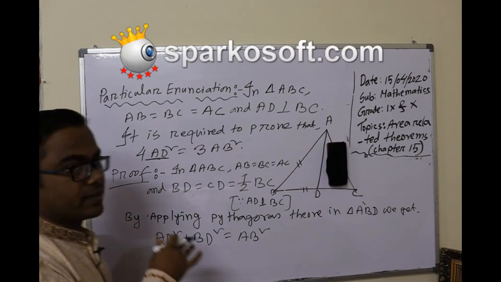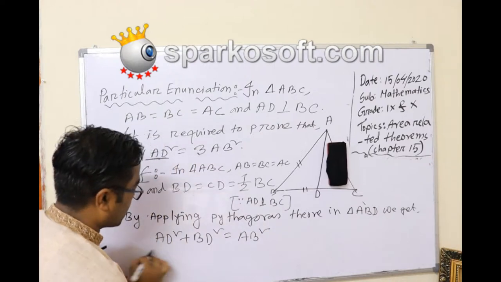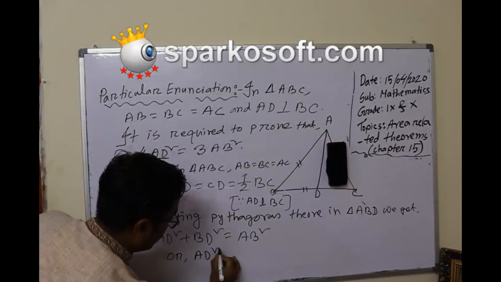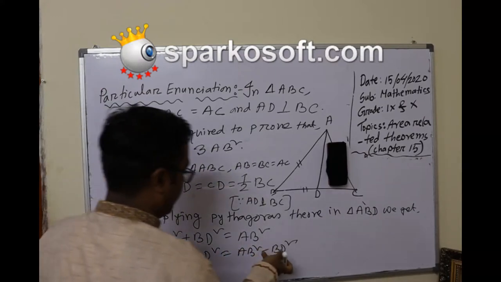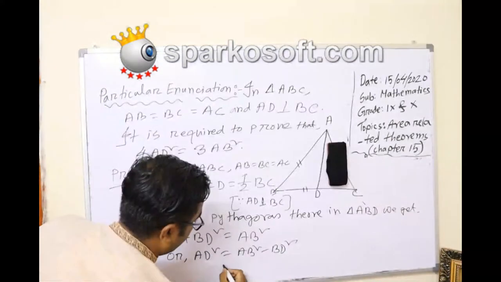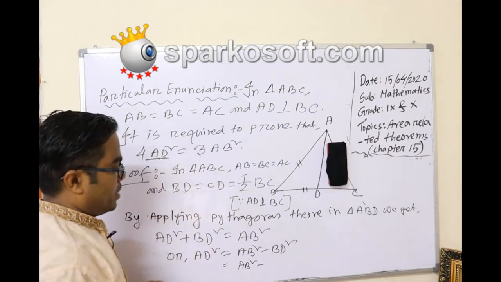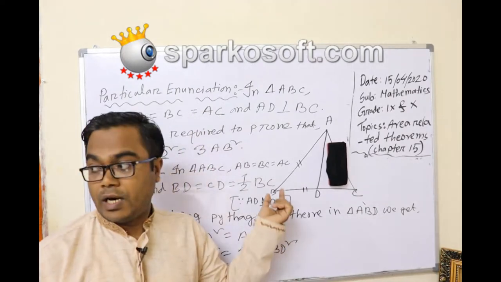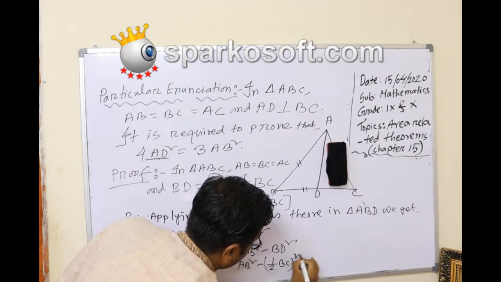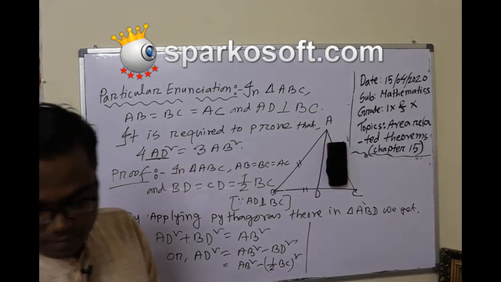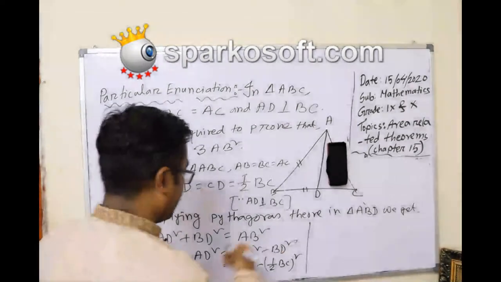In left side, AD is there. So, this one you can take left side and other what? Both goes to right side. Or, AD square equal AB square minus BD square. This one you can pass. But what? Right side, it will be minus. So, AB square minus BD. BD means what? Half of BC. So, you can write half of BC whole square. Clear? Is it clear for you? Okay, I think so. Let's move to another line.